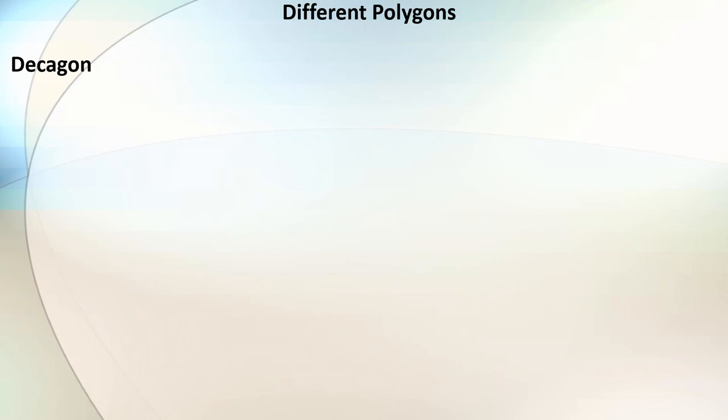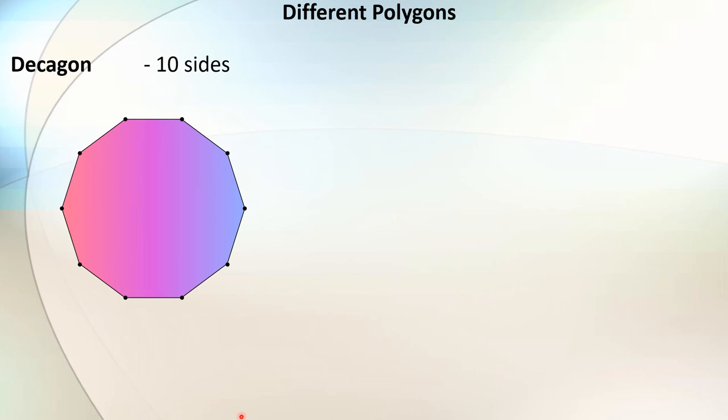Decagon. So, deca, decade. When we say decade, it's 10 years. When we say decagon, 10 sides. So a decagon has 10 sides. And our example is this one. Clearly, its sides are equal. So, this is a regular decagon.